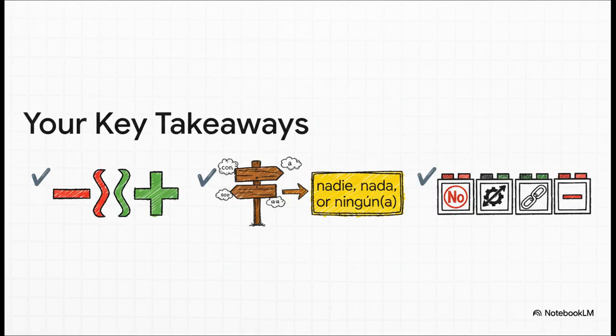Okay, so if you're going to walk away from this with just a few key things, make it these 3. First, Spanish loves double negatives. It requires them. Second, when a preposition shows up in a negative sentence, you have to use a negative word like nadie or nada after it. And third, that magic formula, no plus verb plus preposition plus negative, is your new best friend.